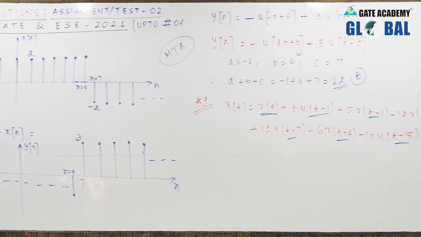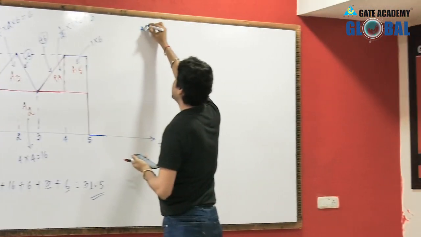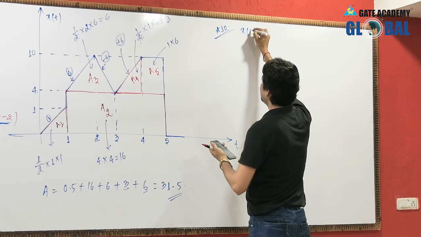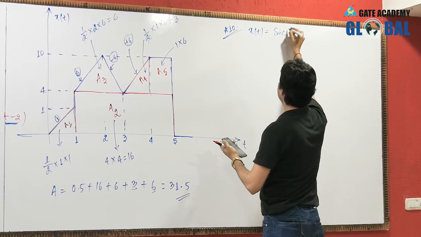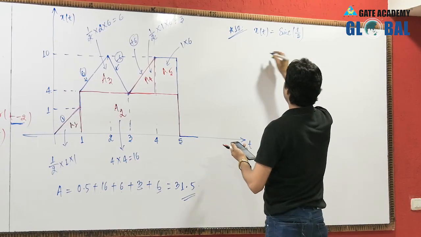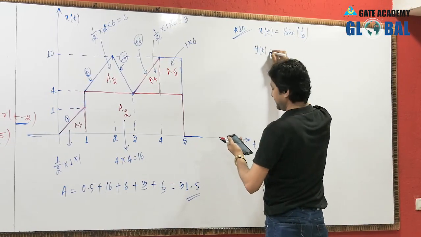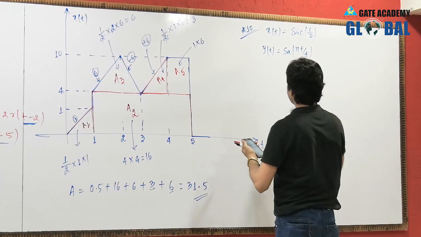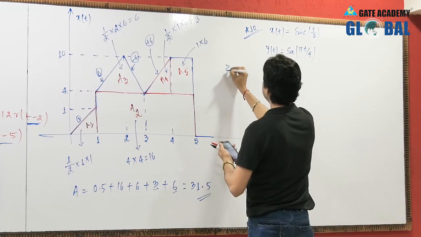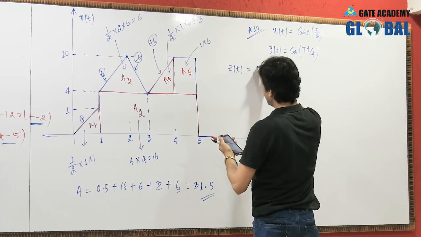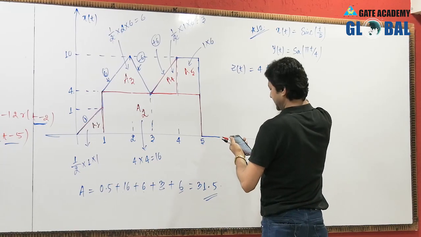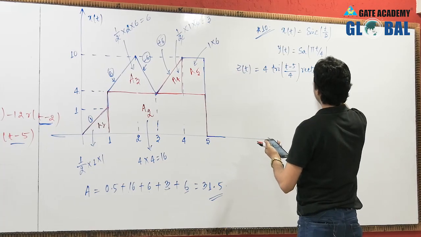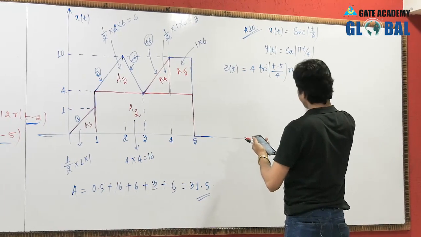Now, if we see question number 10. In question number 10, it is given that x of t is a signal having value sinc of t by 3, and y of t is a signal having value sampling of pi t by 4, and z of t is another signal which is given to you as 4 triangle of t minus 5 by 4 into rectangle of t minus 5 by 4.